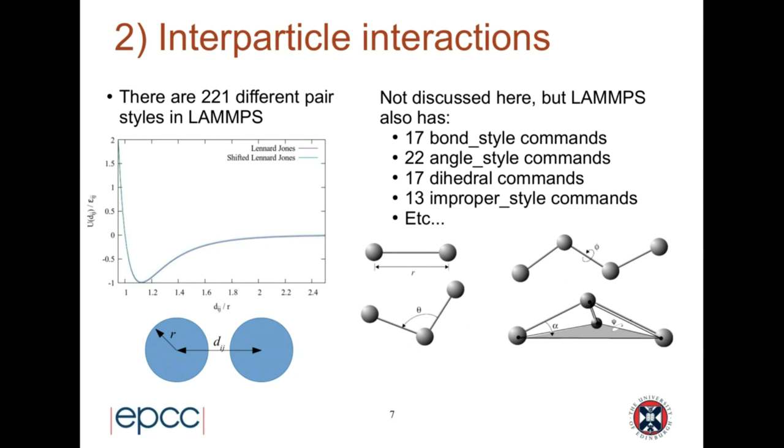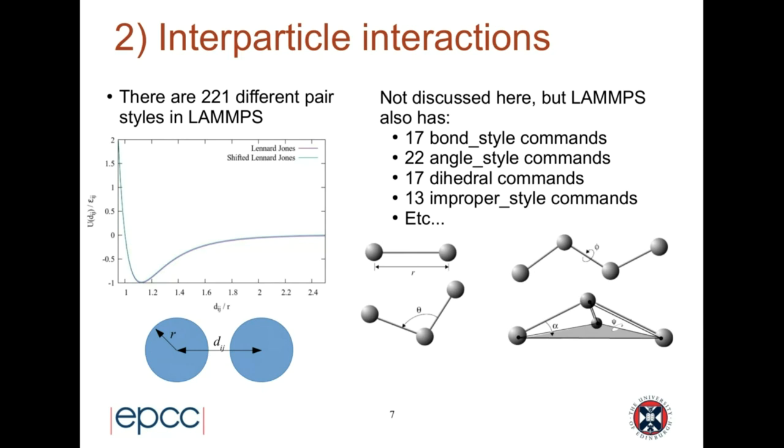There's also angle styles. What if you've got three bound particles, and there's an angle between the three of them? How do you keep that angle fixed? How much can that angle fluctuate? You can define that with an angle style. Dihedral style: what if you've got four particles that are bound, or even a chain? How do you measure the torsion of that middle bond? The restrictions that you put on that are all dihedral styles. There's only 17 of those, but that's still a lot.